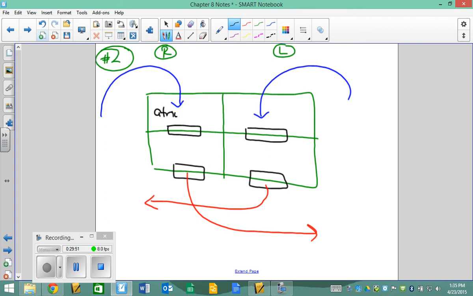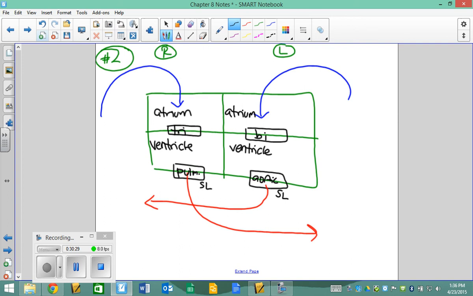This is an atrium. Atriums are always on top. This is a ventricle, and so is this. Ventricles are always on the bottom. Now between atria and ventricles are always the cuspid valves. So this is the tricuspid, and that's bicuspid. Between the ventricles and arteries are always semilunar valves. So this is your pulmonary semilunar valve, and that's your aortic semilunar valve.